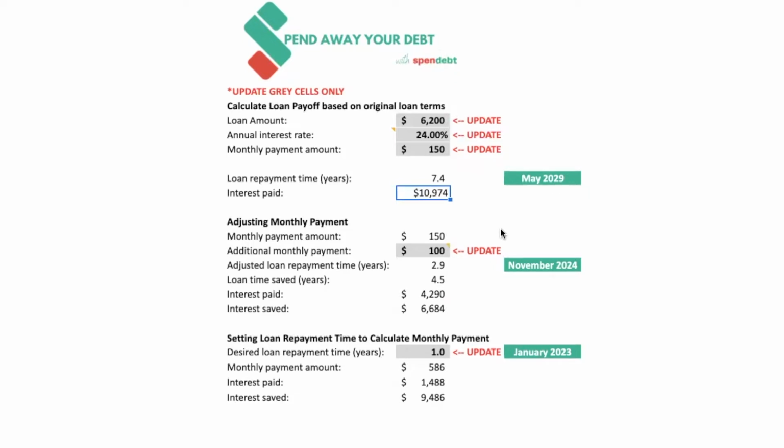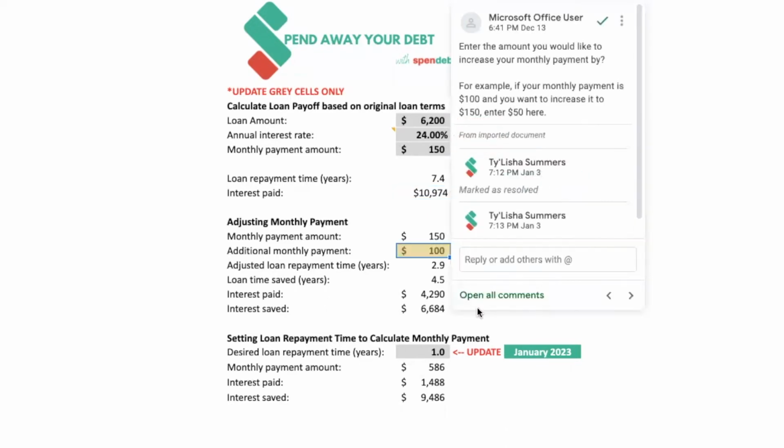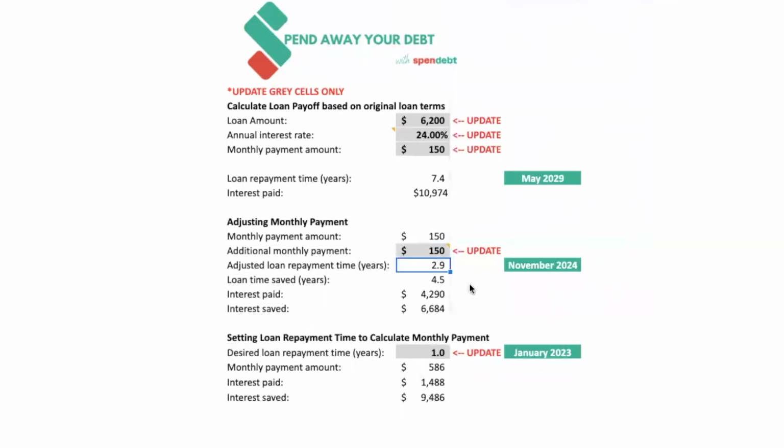Okay. So if 7.5 years is too long, we want to see what's the impact of adding a little bit more to your monthly payment. So we want our monthly payment to go up to $300. So we're going to add $150 to the original monthly payments for a total of $300. This tells us that by doubling our monthly payment, we can have a zero balance by April 2024. So we shed off 5 years by doubling our monthly payment.